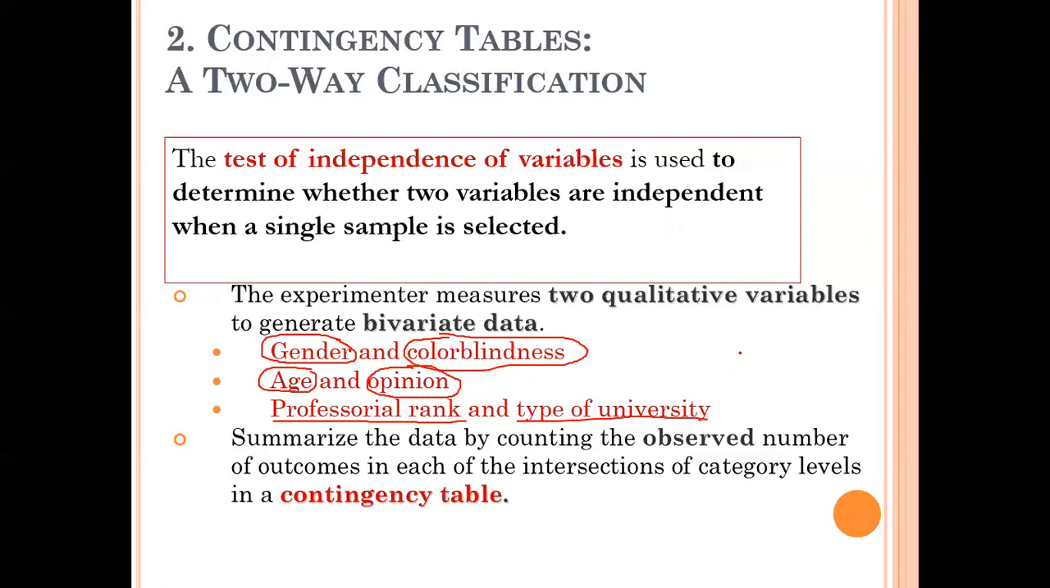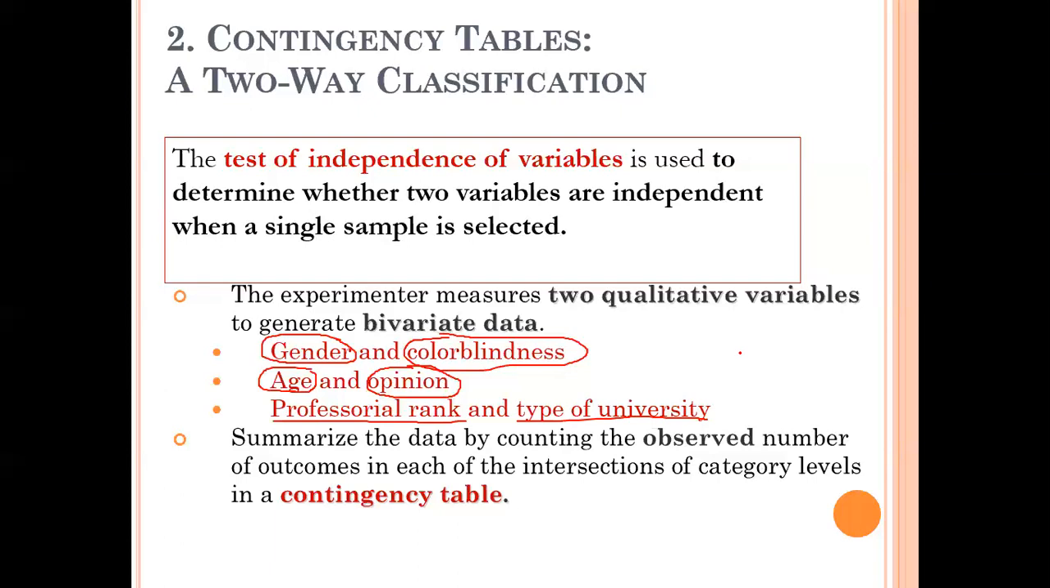Usually in chi-square analysis, we are going to test two categorical variables, and we want to measure whether the variables are independent or whether the variables are dependent on each other.